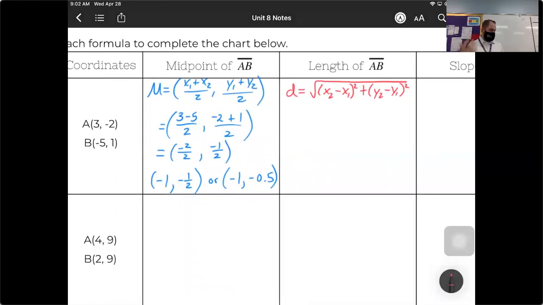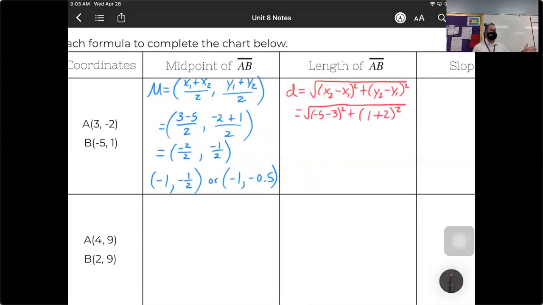So again, that second x value was -5. So I'm going to do -5 minus that first x value, 3. That's the difference of the x's squared. Then I'm going to do the same thing for the y values. That would be 1 minus -2 turns that into plus 2.